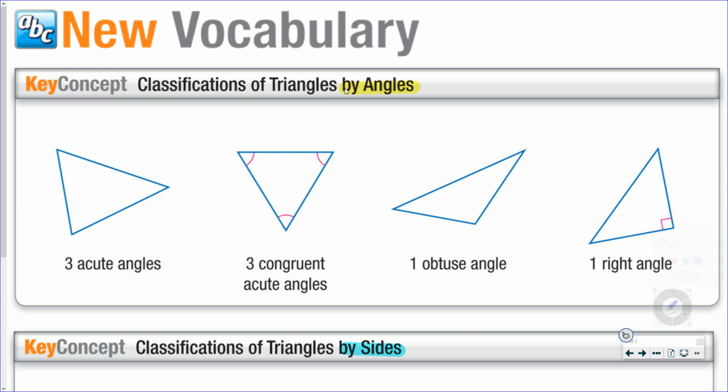We could have 3 acute angles as shown. What's an acute angle again, folks? Less than 90 degrees. Yep, less than 90 degrees. So you can see here, I have 3 angles that are all less than 90 degrees. Any guesses what we call that triangle? An acute triangle. Yeah. A cute little triangle.